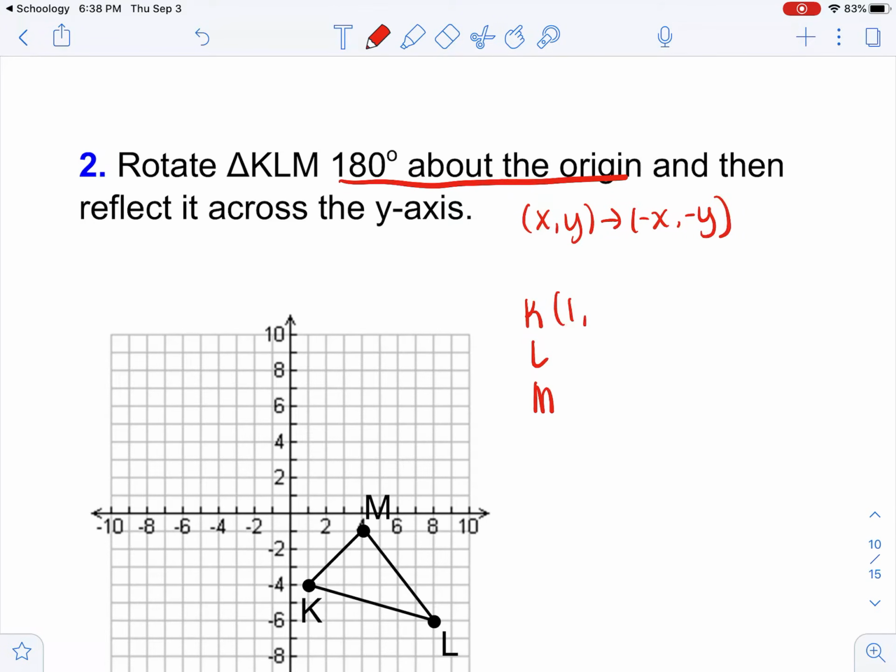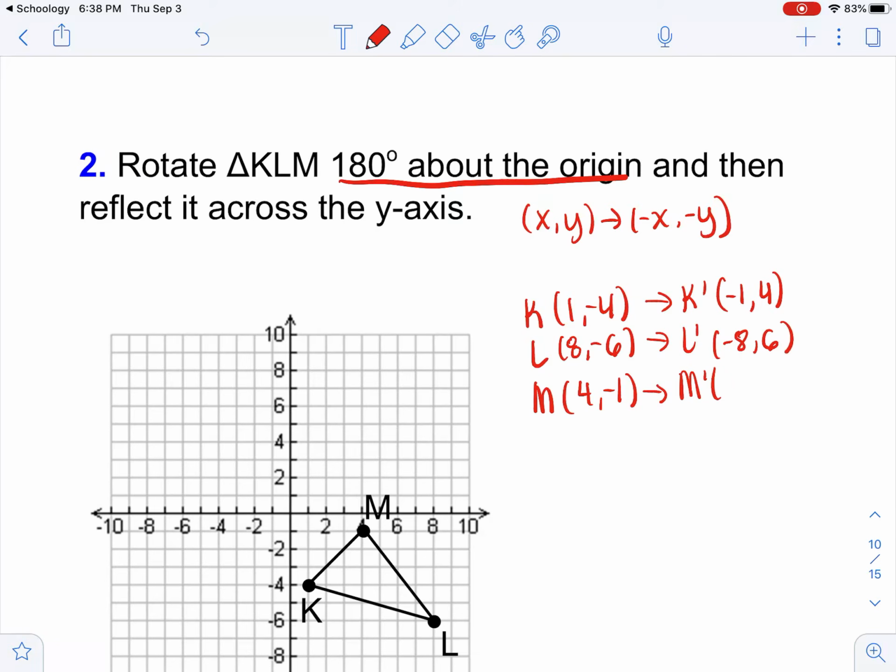All right, K is over 1, down 4. So (1, -4). L is over 8, down 6. And M is over 4, down 1. All right, so now I'm going to say what my new points are. K prime, L prime, and M prime. Remember, opposite of the x values and the y values. So K is now going to be at (-1, +4). L, (-8, +6). And M, (-4, +1).